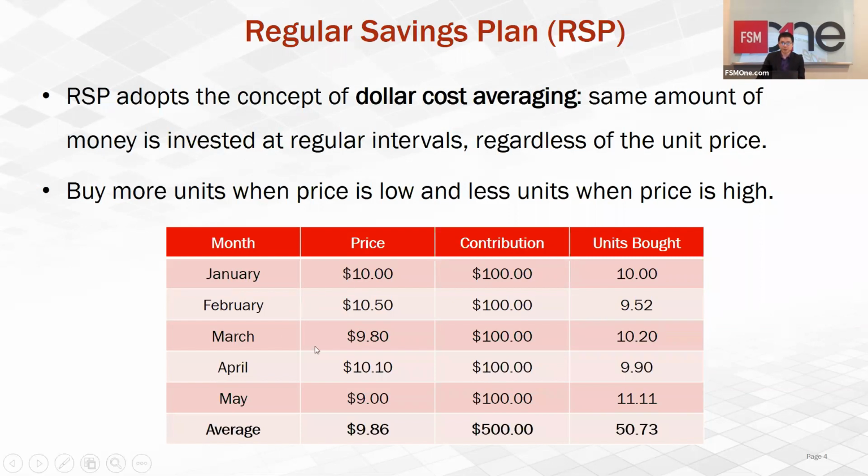And in the month of March, the price goes down to $9.80. And same thing, the contribution remains at $100. But this time around, the amount of units that this investor is able to buy goes up to 10.2 units. So the same thing applies for April and May. And in the long run, this investor who does an RSP for a long period of time gets an average price. And in this particular example, the average price of the investor for this particular investment is actually $9.86.